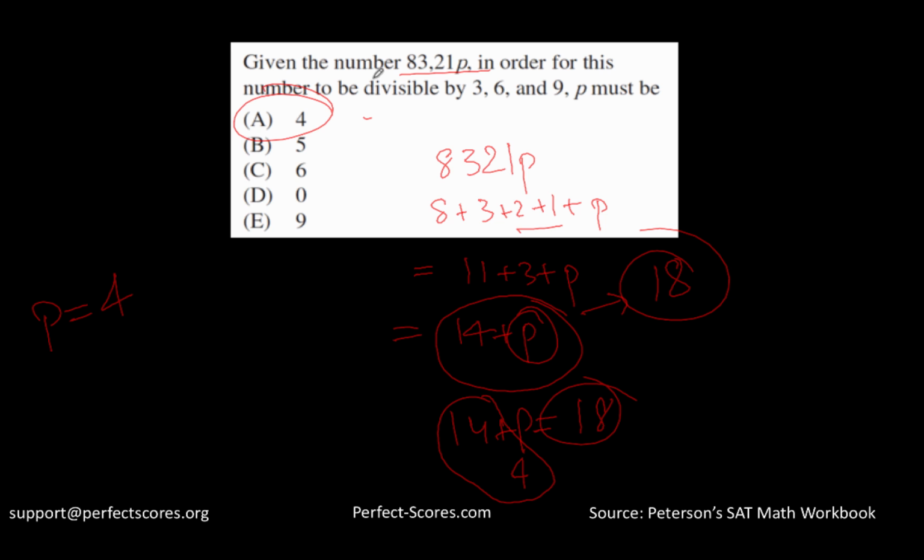In this question, it was easy. The question was 8321P has to be divisible by 3, has to be divisible by 6, has to be divisible by 9. So the sum of digits has to be divisible by 9. So I added the digits. I got 14 plus P. So that means P has to be equal to 4, so that it actually turns out to be 18 and it's divisible by 9. So P is equal to 4. Fine. So I hope you're getting my point here, guys. I hope this is easy for you.